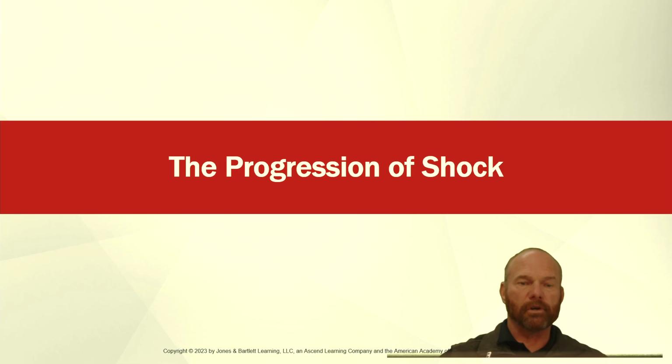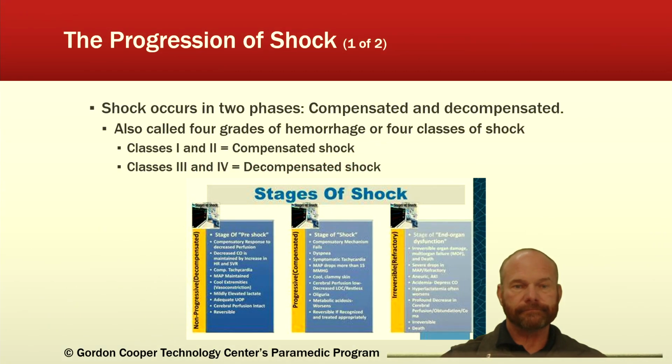So let's talk about the progression of shock. We've got a couple phases, 2 successive phases. So shock occurs in just 2 main phases, compensated and decompensated. And these phases are also referred to as, you might see it as, the 4 grades of hemorrhage or the 4 classes of shock. So classes 1 and 2 are compensated shock.